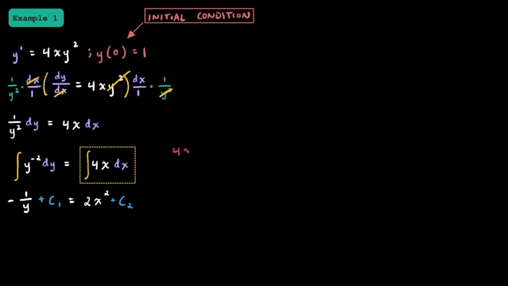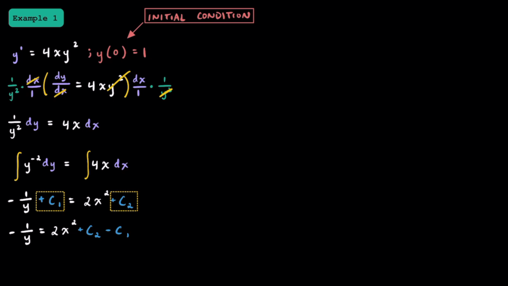When integrating 4x, keep in mind that we have an exponent of 1, and we're going to add 1 to it, and then divide that by 1 plus 1. This will get us our 4x squared, and this is going to be over 2, which just simplifies down to 2x squared. Now that we took our integrals, we can combine our constants by subtracting c1 from both sides to get them both on the right side of the equation.